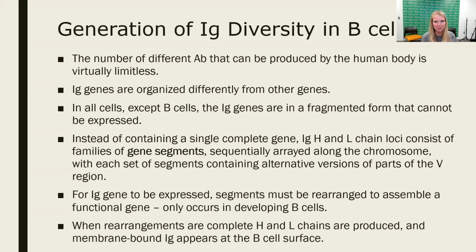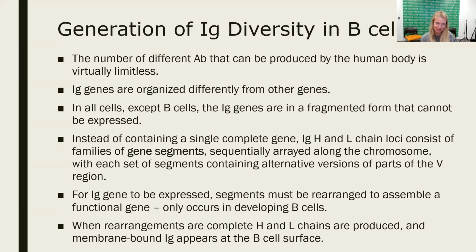Well, that's like billions and billions and billions of different proteins we'd have to make. And we don't have that much DNA. And so immunoglobulin genes are set up differently than any other gene in the body. And those immunoglobulin genes are only turned on in developing B cells, and you'll see in developing T cells. So in those developing lymphocytes. So it's really pretty crazy.